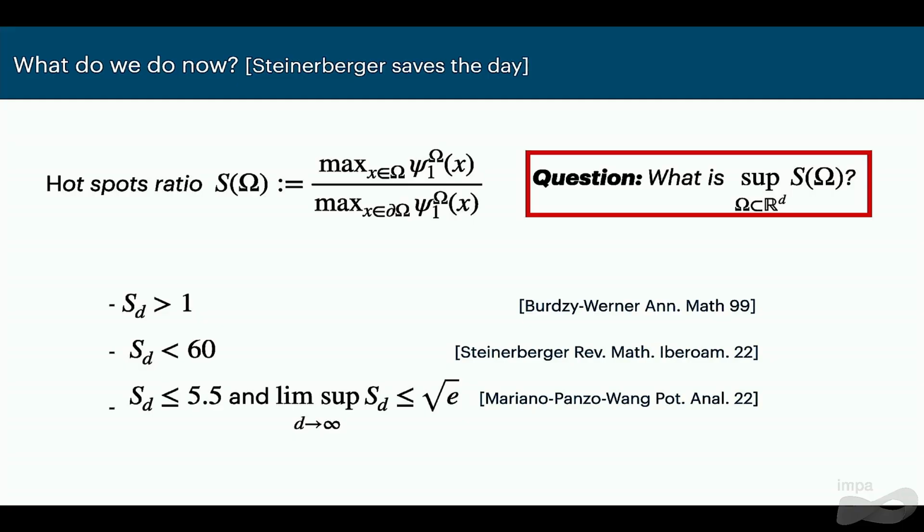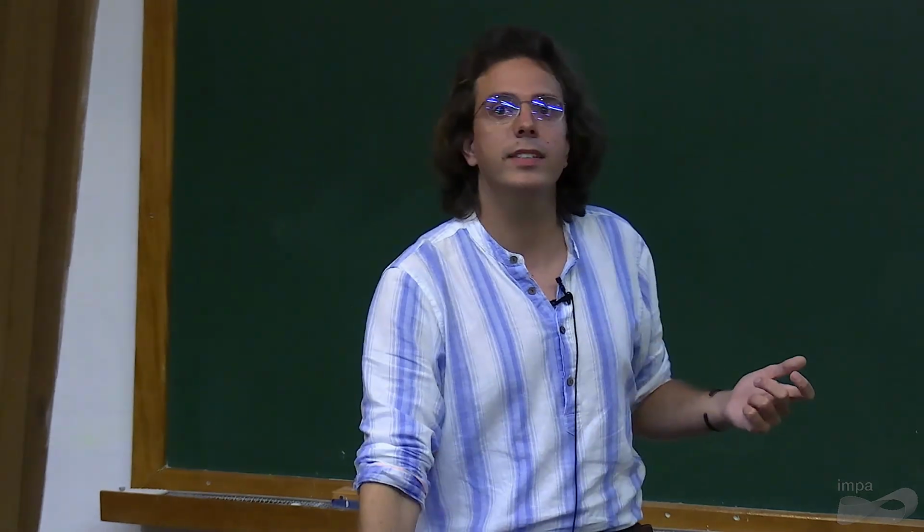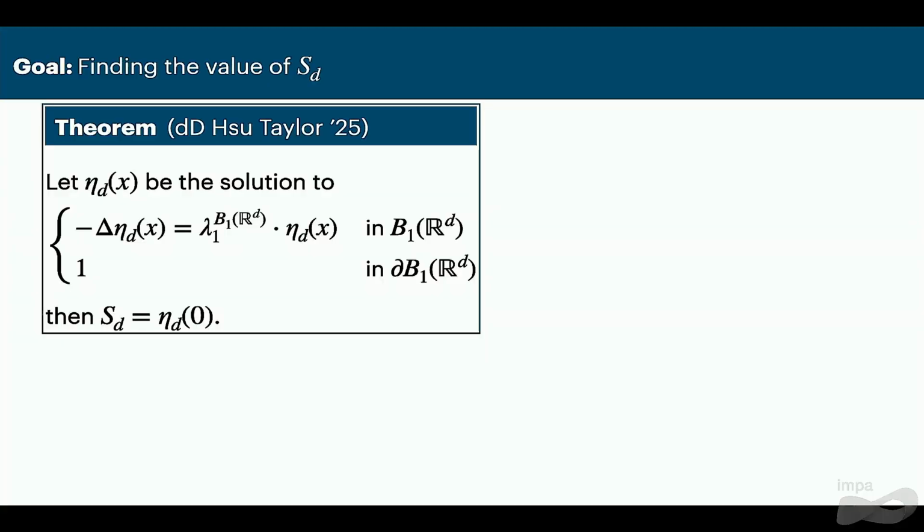And that's when Mitchell, Alex, and I came in, and we said, okay, there are these people trying from above. Let's try from below and see if we can meet in the middle. And as we were trying that, we actually managed to find the exact value of this constant. So we have this weird PDE, and we can show that the value at 0 of the solution to this weird PDE is the maximum of this hotspot constant.